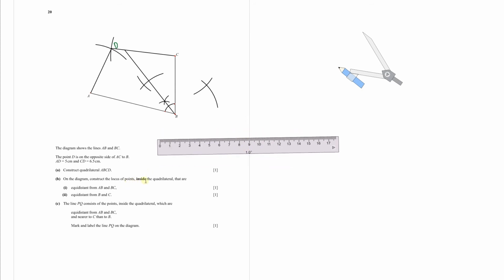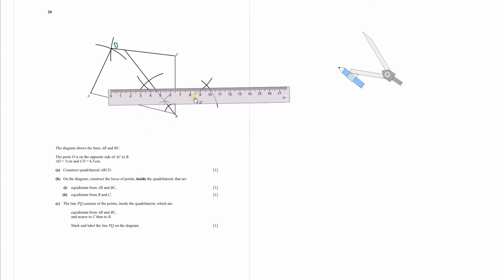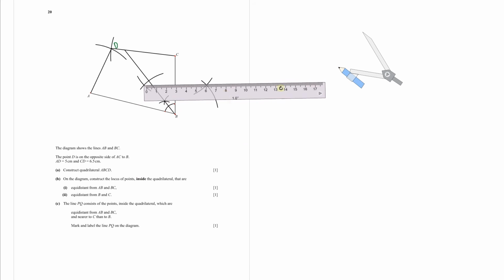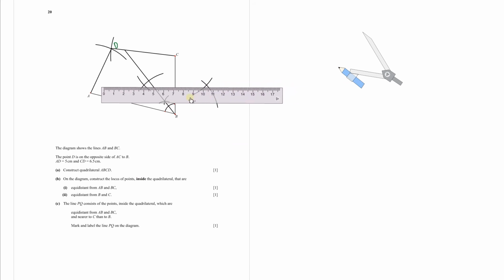But remember, you have to draw inside the quadrilateral. So I will just align them here. So let me align the ruler. And then with this ruler aligned, I will start at this point and only draw inside the quadrilateral. So this part here is not required because the question states you have to draw the locus inside the quadrilateral.